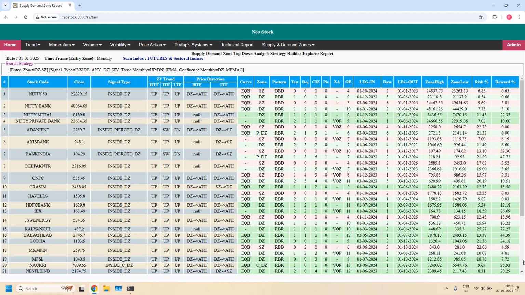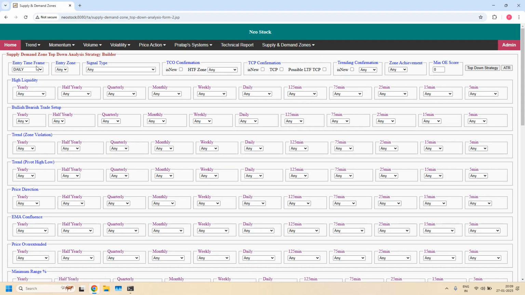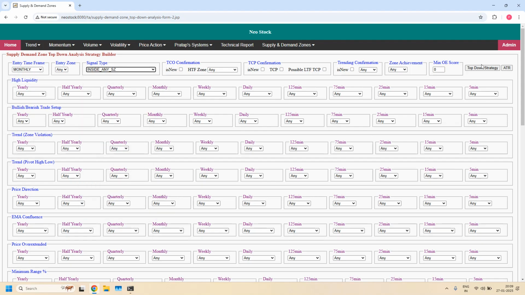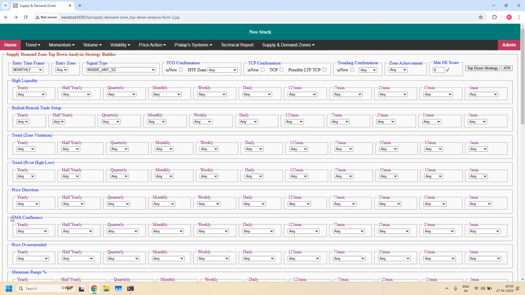Scrolling the list down. So this is about price closed inside monthly demand zone, and these monthly demand zones are having monthly EMA Confluence. Next, for monthly time frame, price closed inside the monthly supply zone, we got 6 stocks. Let's verify out of these 6 how many of these monthly supply zones are having monthly EMA Confluence.